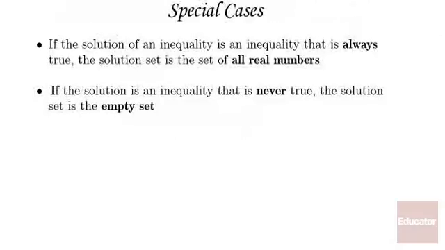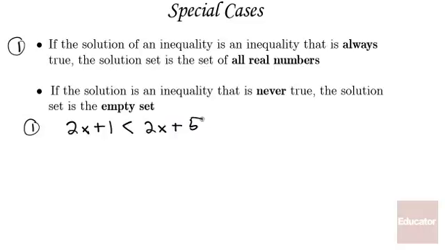There are a couple of special cases with inequalities. If the solution set of an inequality is an inequality that is always true, the solution set is the set of all real numbers. For example, in this first case, I may have an inequality such as 2x plus 1 is less than 2x plus 5.